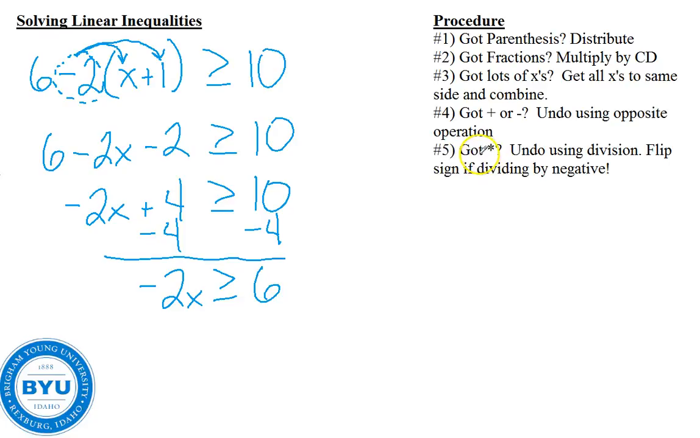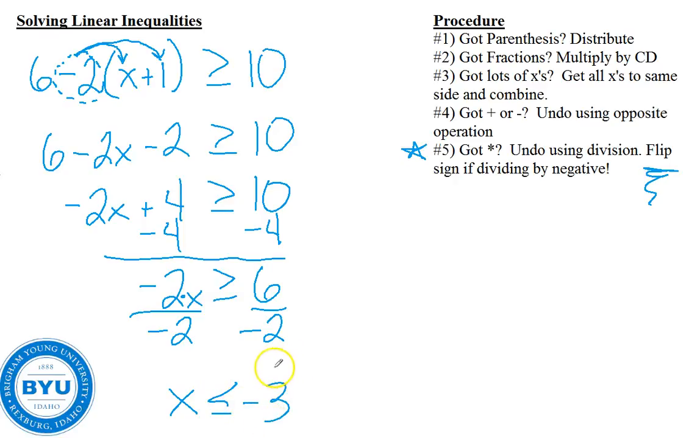In my last step, I've got multiplication. Yep. I've got a times by negative 2. I need to undo it using division. So I'm going to undo by dividing it by negative 2. Now notice, we're dividing by a negative number in the last step. If that ever happens, you've got flippage in your problem. So I'm going to flip this from being a greater than or equal to a less than or equal to minus 3. And that's my answer.